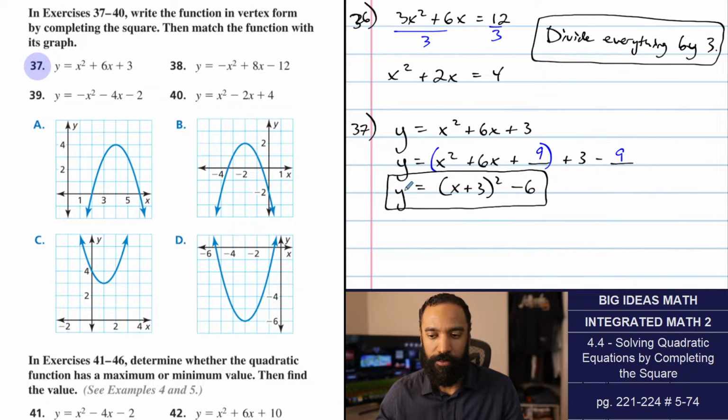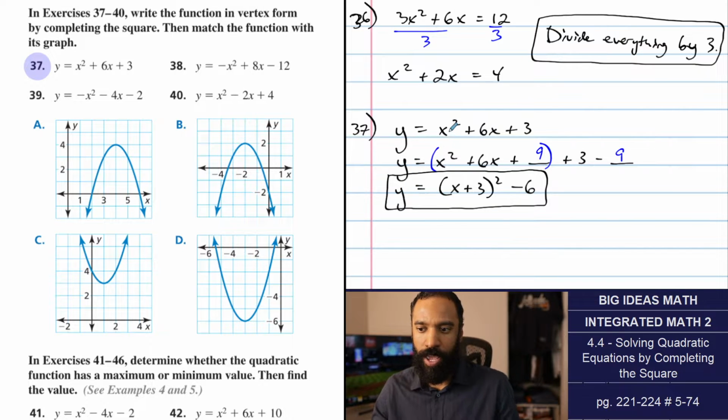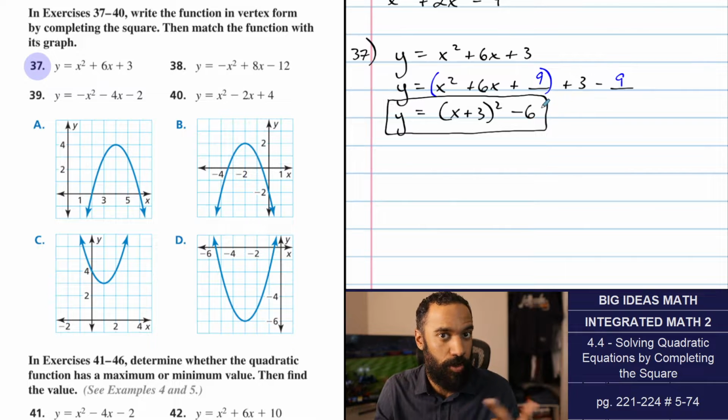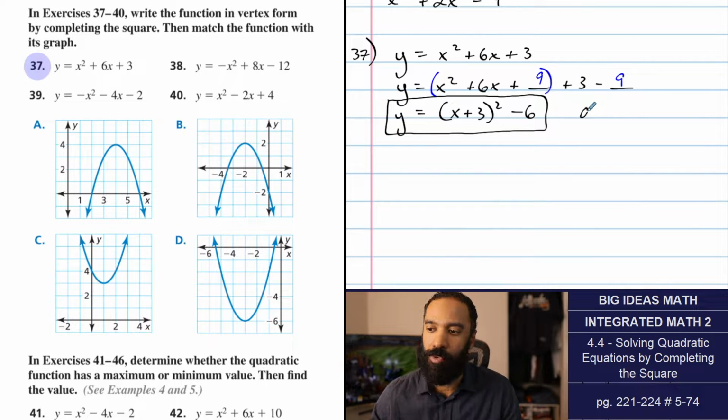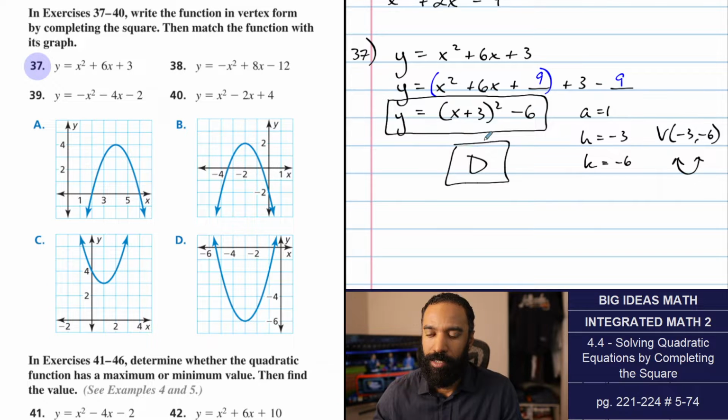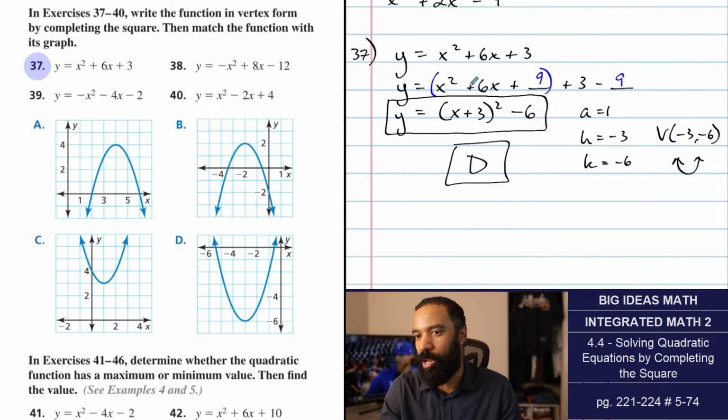And I would argue that's significantly faster than using negative b over 2a and plugging the values in to then write out the form. However, our goal of this was to find the vertex. Now the a value was 1, the h is -3, and the k is -6. The vertex is at -3, -6, and this graph goes upward. So which graph will do this? D. Graph D does that. So when I'm circling D or boxing D, it's this graph. That -3, -6 goes upward. That is number 37.